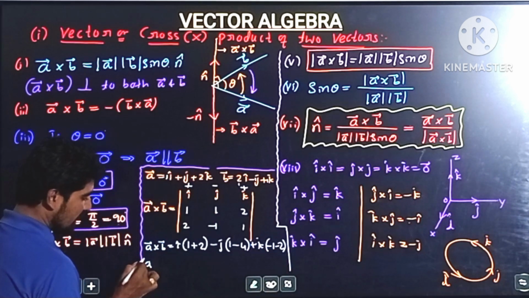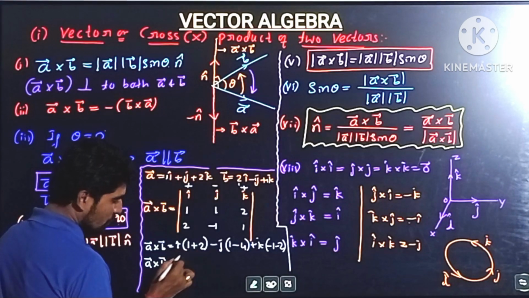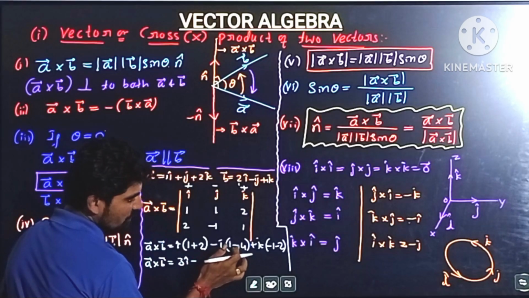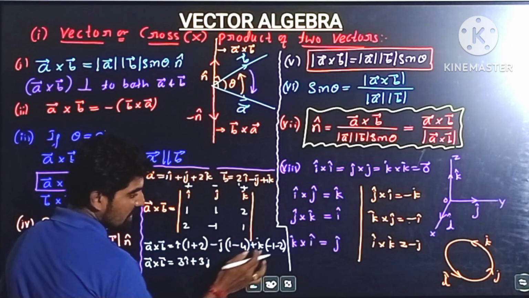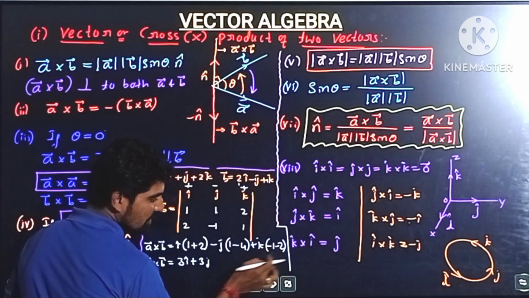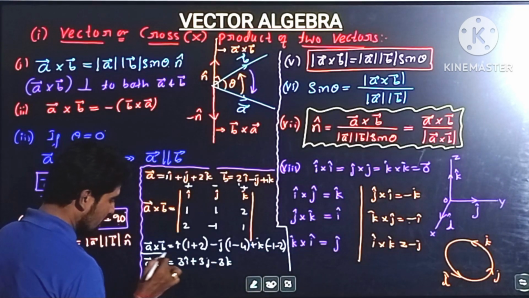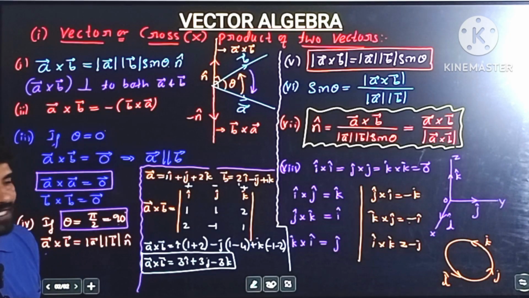Therefore a vector cross b vector is equal to 1 plus 2 is 3, so 3 i cap, minus (1 minus 4 is minus 3, minus into minus plus 3j), and then minus 1 minus 2 is minus 3, so minus 3k. So this is the cross product of a vector and b vector. I hope all of you understood.